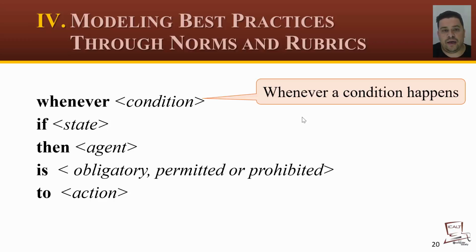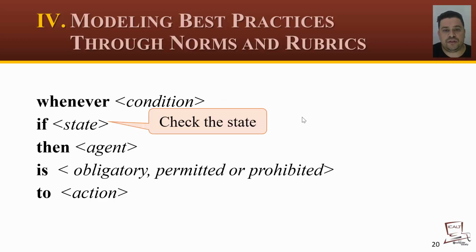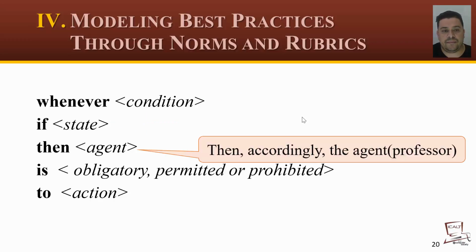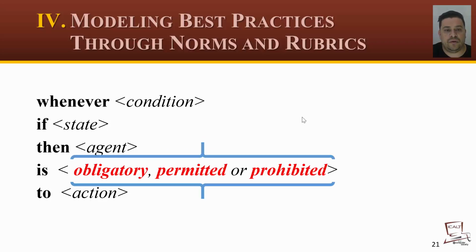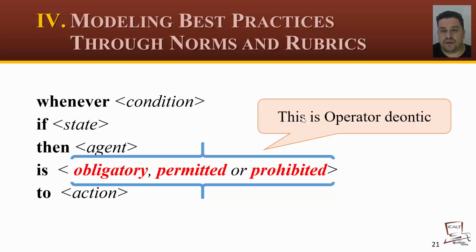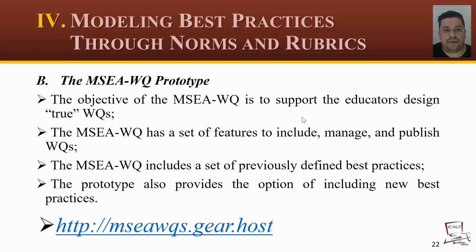Whenever a condition happens, checking the states, then accordingly the agent or professor is obligatory, permitted, or prohibited to do an action. This is the deontic operator. The MSEAWQ prototype.